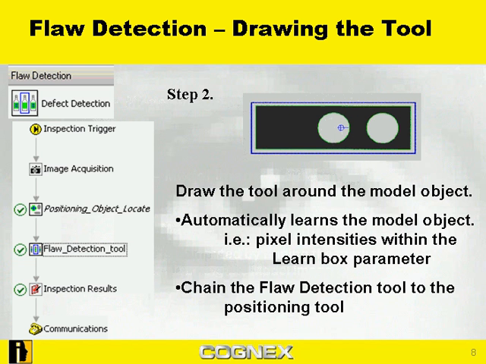Step two then would be to actually draw the tool around the object. Now this we can do several ways. We can draw the border of this box within the product or somewhat outside of the outline of the product. When we draw it outside of the product, that part between the product and the border of the tool will be included in the inspection. Sometimes it is best to draw it right along the edge of the product. It automatically learns the model object. In other words, it will learn the pixel intensities within the learn box parameters. Then after that, we should chain this flaw detection tool to the positioning tool to place it as the product moves within the field of view.